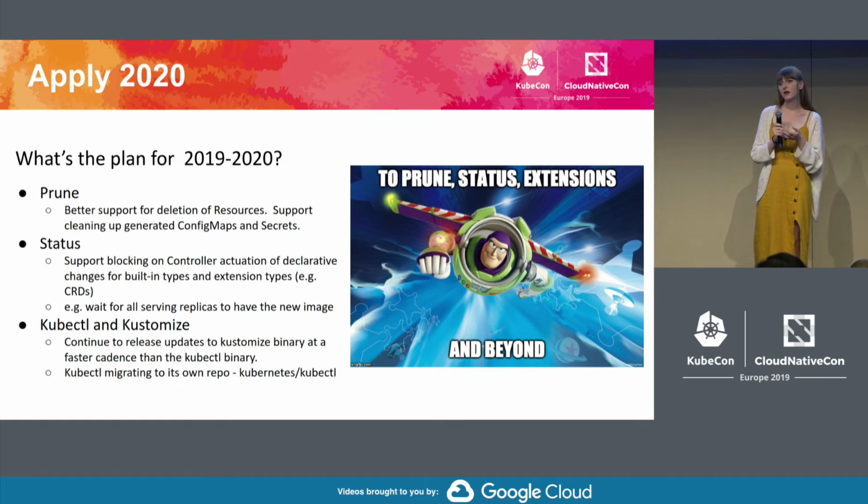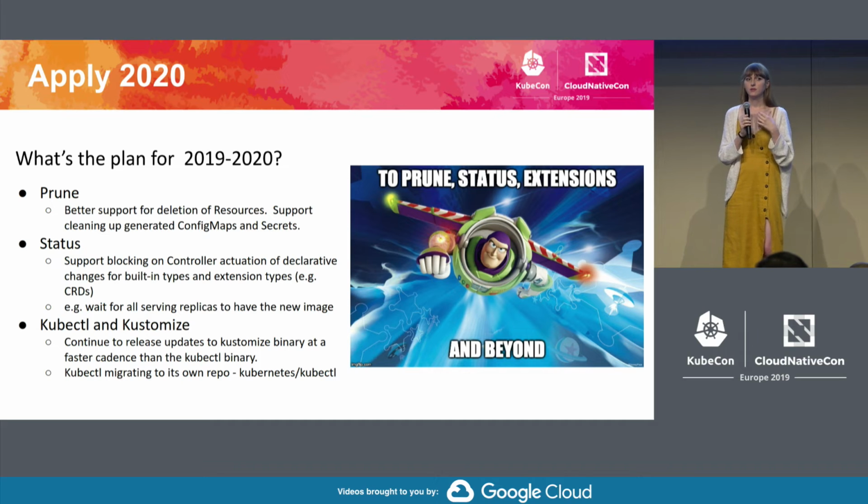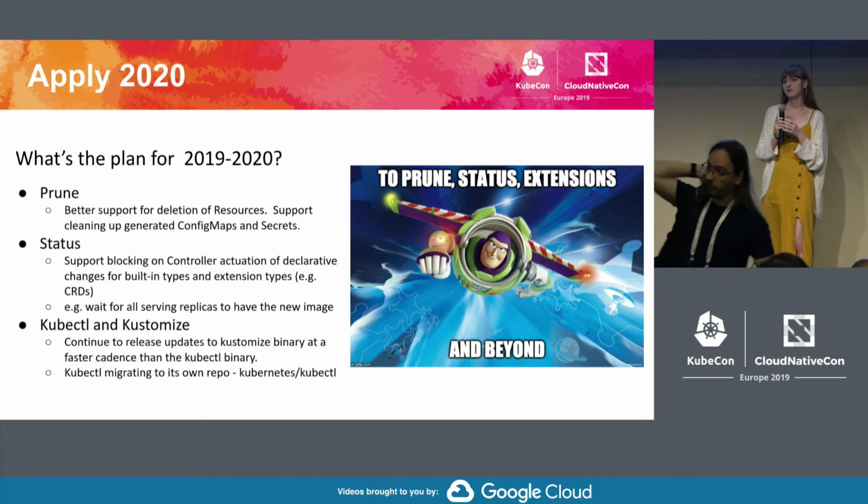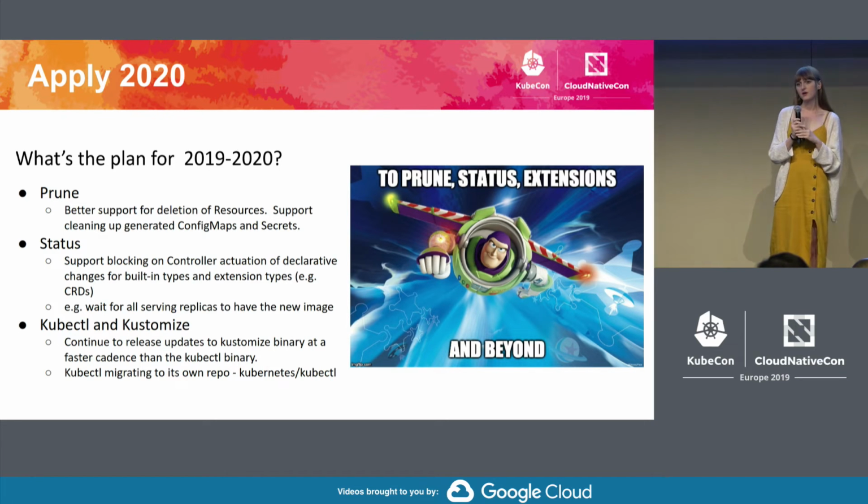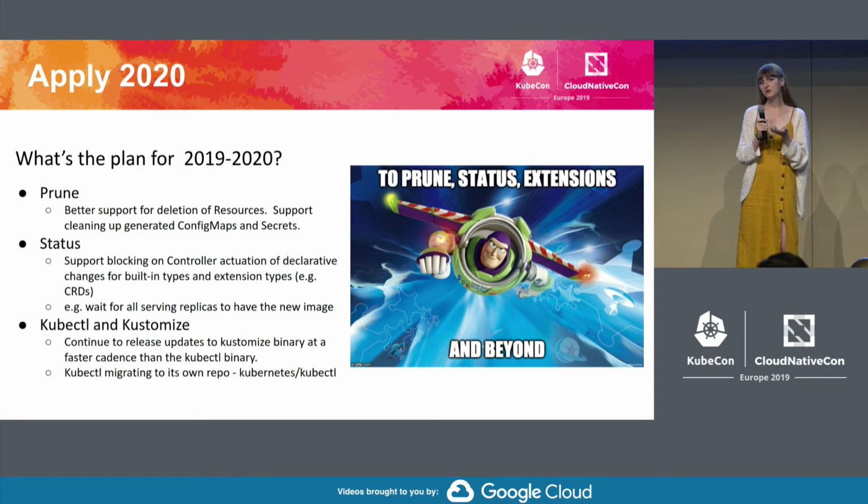Another thing we want to do is to support kubectl apply blocking on the status of the resource being created. So when you apply a deployment to update the image, the request is going to complete before the image has been fully rolled out to all of the replicas. And this is the intended behavior. You can check the status of the deployment yourself to see if it's been fully rolled out.